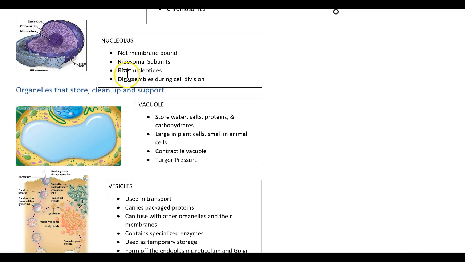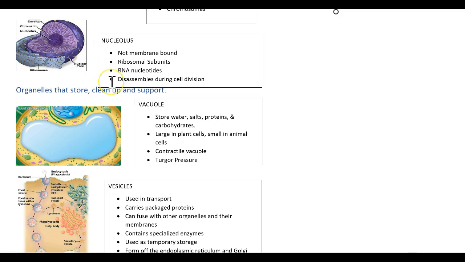We also know that it contains RNA nucleotides, which are just pieces of RNA. They have a phosphate group, a ribose sugar, and a nitrogen base, and they're individual nucleotides that are floating around. We still don't know where these RNA nucleotides come from. We still don't know where the ribosomal units come from, but we know that early on in the cell's life they condense together to form the nucleolus.